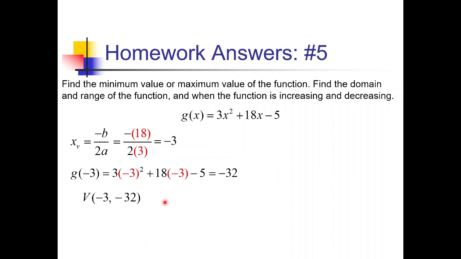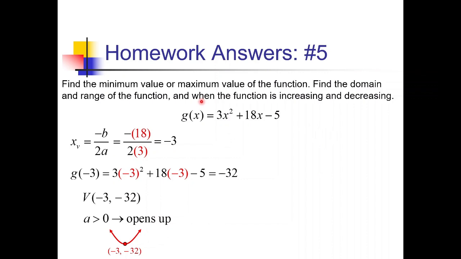Now, which way is this thing opening? Because that would be good to know as well. Since this 3, this a value, is positive, that means our parabola is opening up. So that means we have an upward opening parabola, a smiley face, with a vertex of negative 3, negative 32. With that visual in mind, let me see if I can now answer all these questions they're asking.